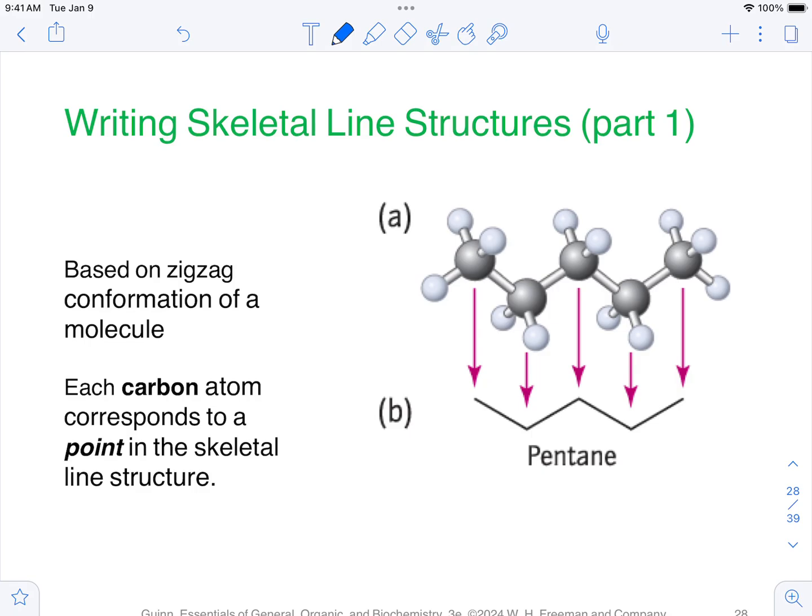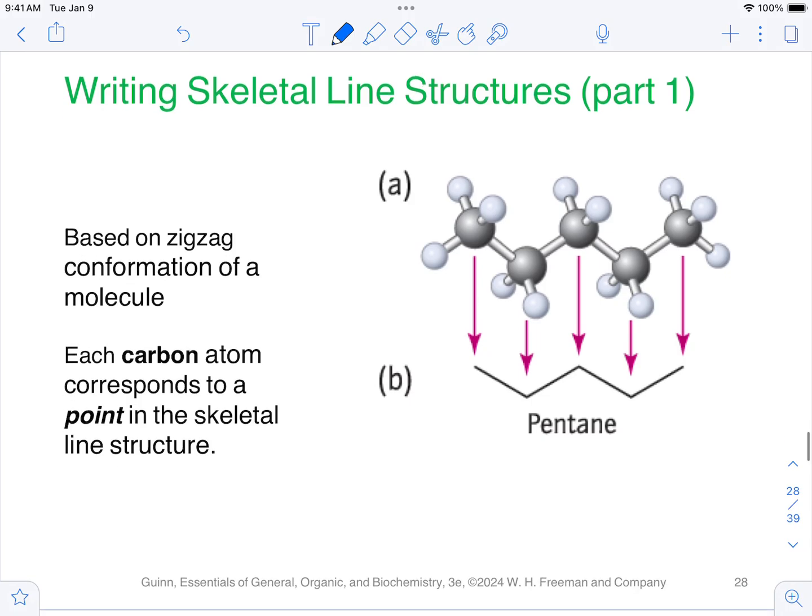This video talks about skeletal line structures for alkanes. A skeletal line structure shows the bonds, but not the atoms in a molecule. It's the opposite of the condensed structure. The condensed structure showed the atoms, not the bonds. Each carbon atom in a skeletal structure corresponds to a point in a line structure.